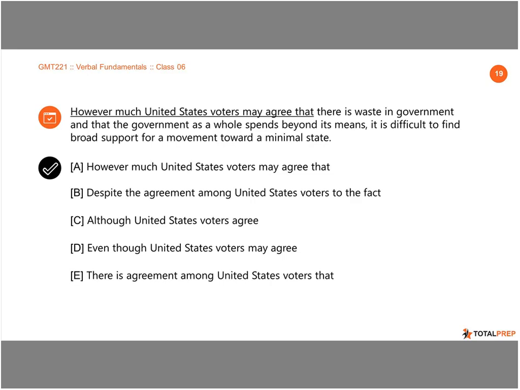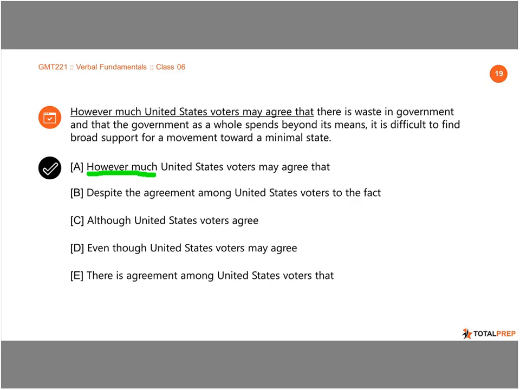The answer is letter A. Okay, first of all, however much is an idiom. There will be a class only related to idioms. An idiom is a group of words, maybe verbs, prepositions, different types of words, that together represent something, and this organization of the words cannot be changed.